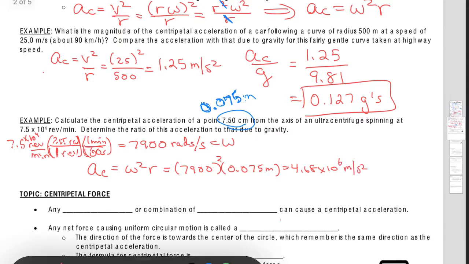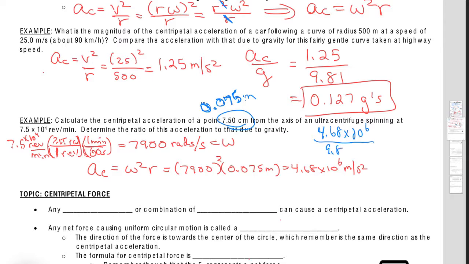Now we do the same ratio of that number. So we do 4.68 times 10 to the 6th divided by 9.81, and we're going to get this many g's. If you have a TI calculator, use that EE button.